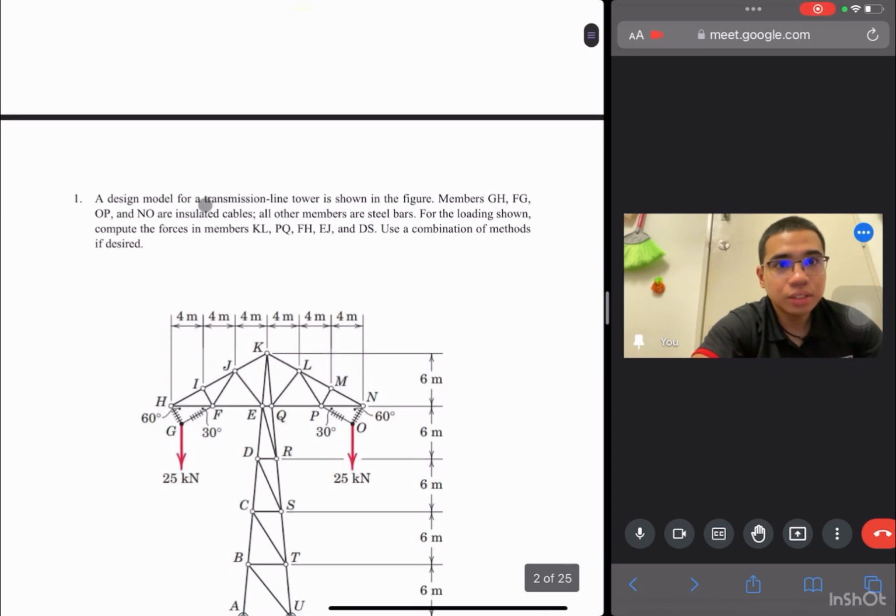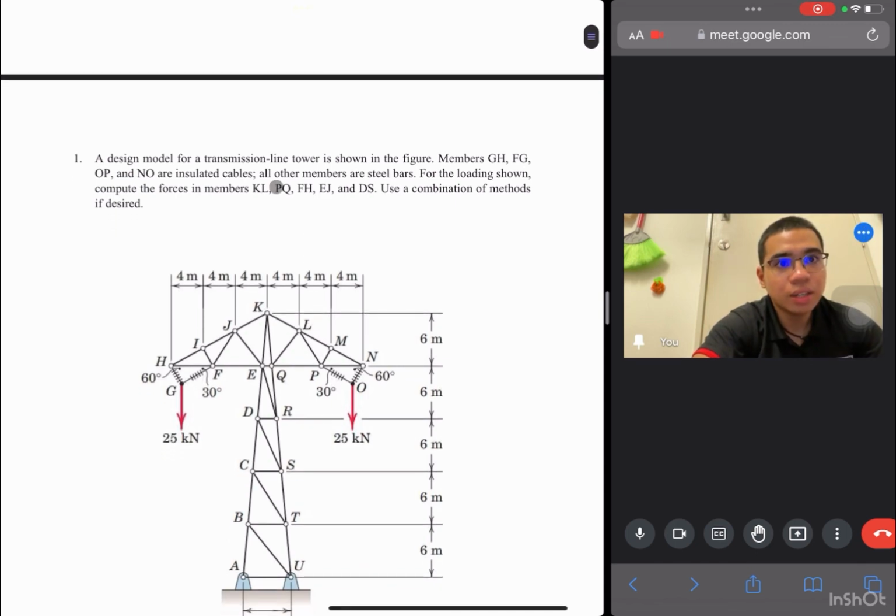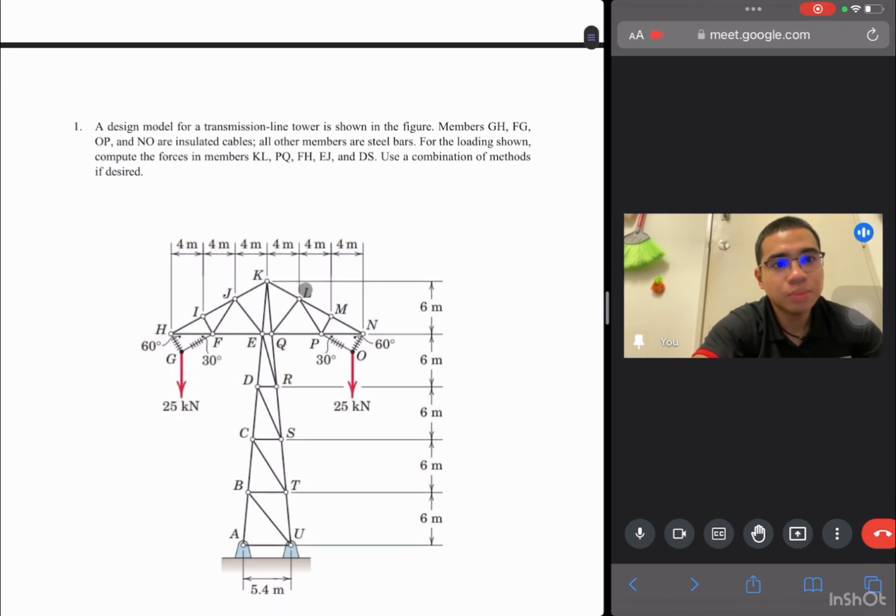So question 1: a design model for a transmission line tower is shown in the figure. Members GH, FG, OP, and NO are insulated cables, so we know all these are the insulated cables, and all other members are steel bar. For the loading shown, compute the force in the members KL, PQ, FH, EJ, and DS.